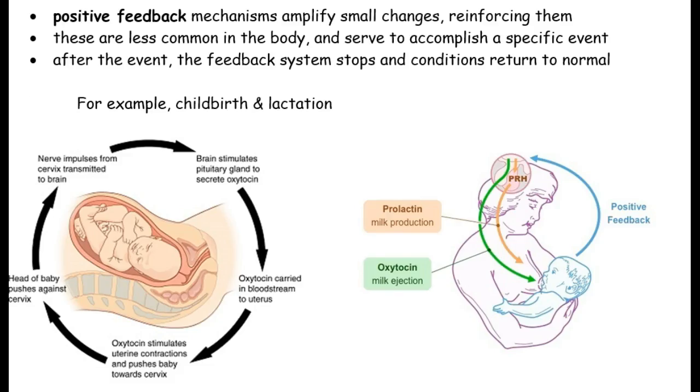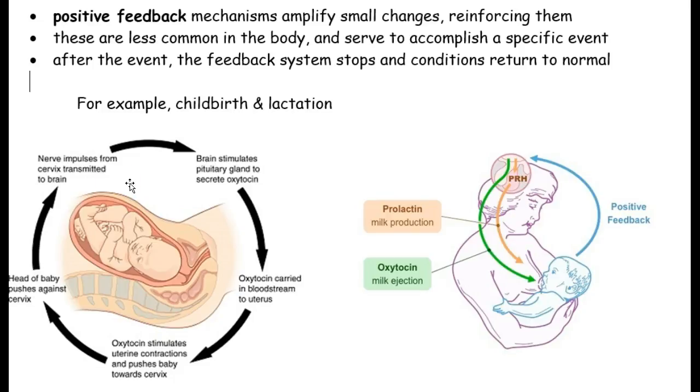So then what is a positive feedback mechanism, and what's the point of it? Well, a positive feedback mechanism isn't looking to bring you back to a set point. It's looking to amplify a particular response. And so this is far less common and usually serves to accomplish a particular task. Right? So it's not something that's happening regularly, but usually just to accomplish a specific task. A couple of good examples of this are childbirth and lactation. I'm going to start with childbirth.